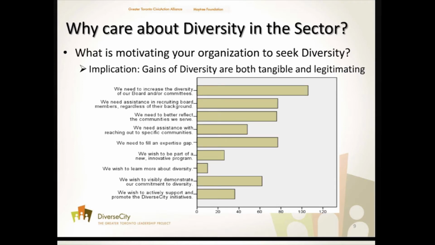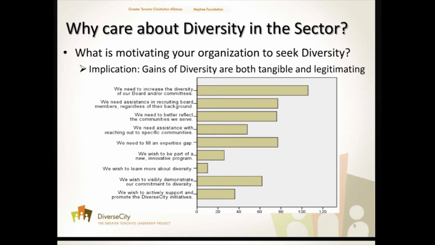When asked in a slightly different way, which is to say, what's motivating the organization to seek diversity from inside, we see benefits of diversity recorded that are both tangible and legitimating. When I say tangible, I mean things like we need to fill an expertise gap. We need people that are going to bring new innovative ideas to our programs. We need assistance reaching out to communities. And those are really tangible gains that we can see from embracing greater groups of stakeholders and becoming more reflective of our community. But there are also legitimacy gains to be had here as well.